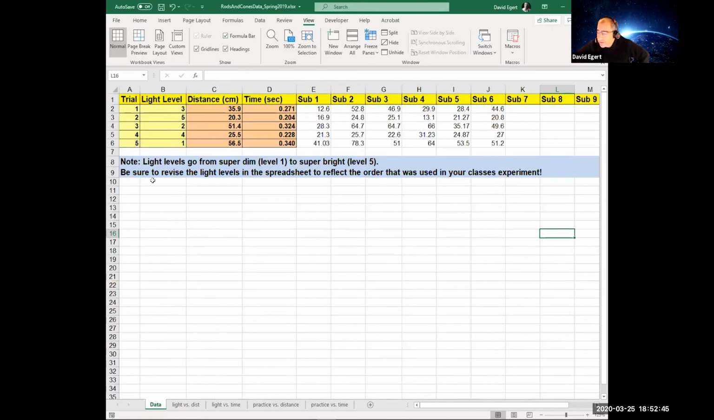So here we have the trial number, trial 1, 2, 3, 4, 5. The light level that we had, again, we were randomizing. So the first trial was the medium, the second trial was super bright, the third trial was dim, the fourth trial was the bright, and again, if you want to remember what that looked like, I showed you that picture.